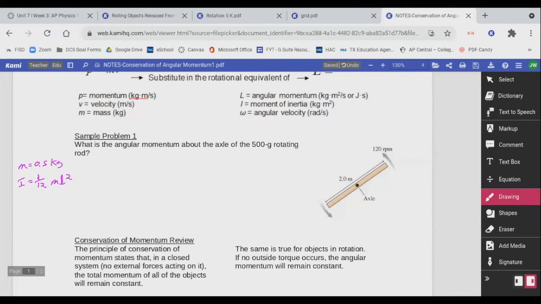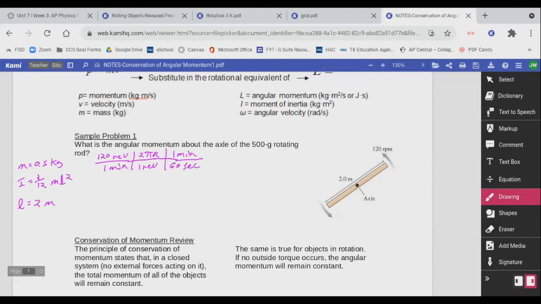What other piece of information do I need from this? I see that L is equal to 2 meters. And from the picture, I can see that it says 120 RPMs, so 120 revolutions per minute. I'm going to convert this. I know that 1 revolution is 2 pi radians, and I know that 1 minute is 60 seconds.